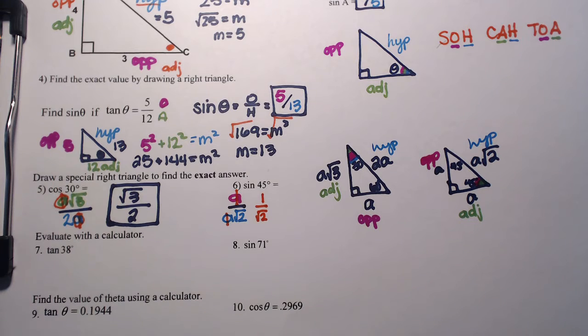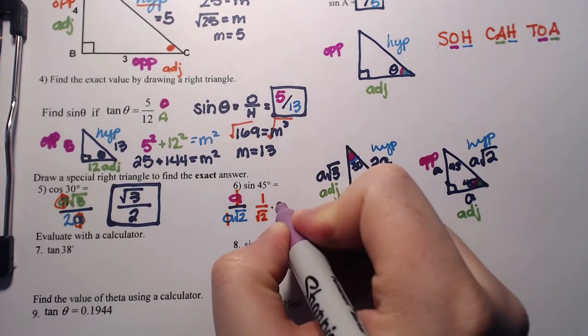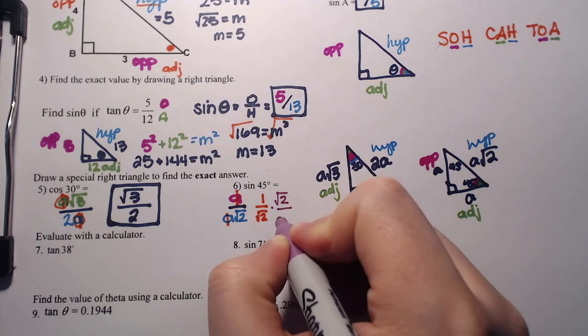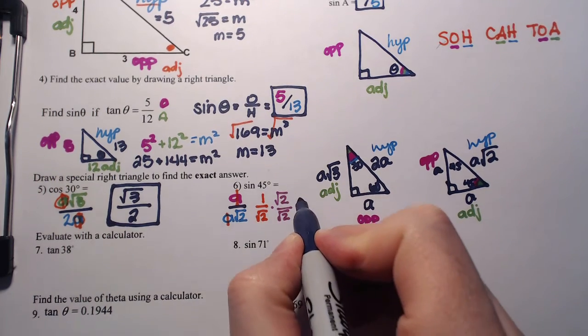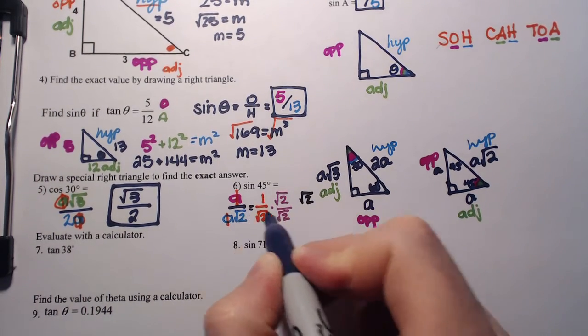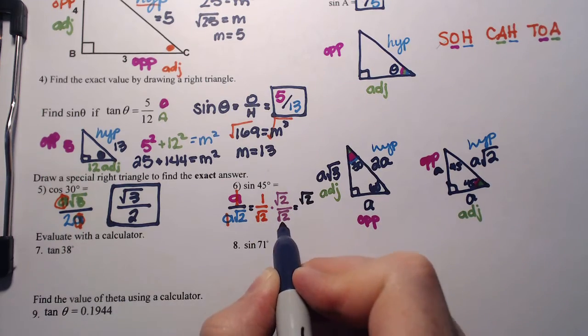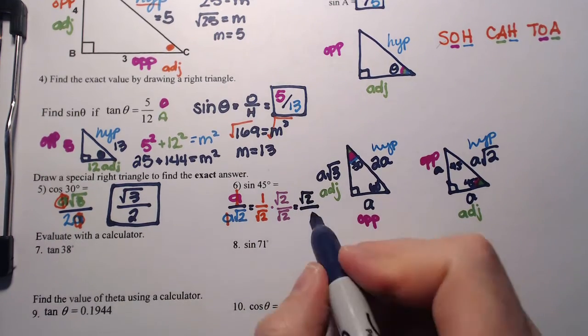We don't like having radicals in the denominator, so we're going to rationalize it, similar to what we did on the last video. I'm going to multiply by 1 in the form of square root of 2 over the square root of 2. And then when I multiply that straight across, I get 1 times the square root of 2, and square root of 2 times the square root of 2, which is 2.